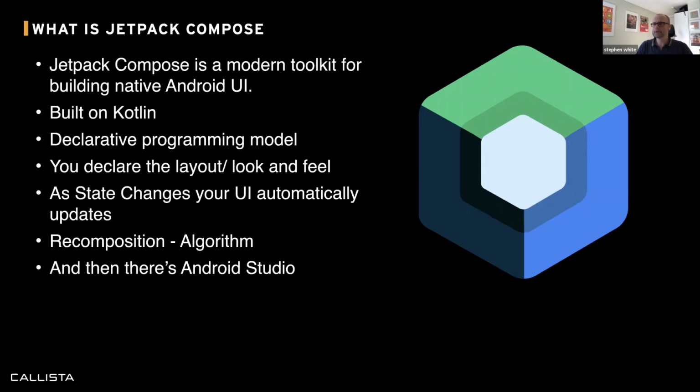Okay, so let's start with what. So Jetpack Compose is a modern toolkit for building native Android UI. It's built on Kotlin, which is very nice. It follows a declarative programming model. You declare the layout, look and feel, and then as state changes, your UI automatically updates. And then there's a recomposition algorithm, which basically takes care of deciding what parts of the UI need to update.